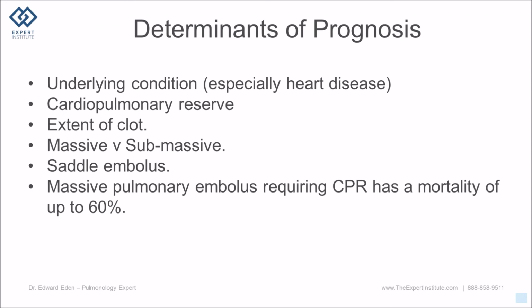Prognosis is determined by the underlying medical condition of the patient, their cardiopulmonary reserve, how sick they are when they get the pulmonary embolus. It depends on the extent of the clot, how much of the pulmonary vessels are involved, whether the clot is massive or submassive, whether there is a saddle embolus, and whether the patient develops cardiopulmonary arrest, which carries a high mortality. Next slide.